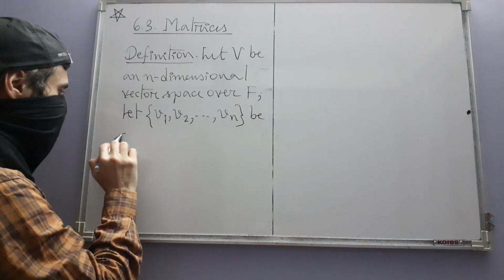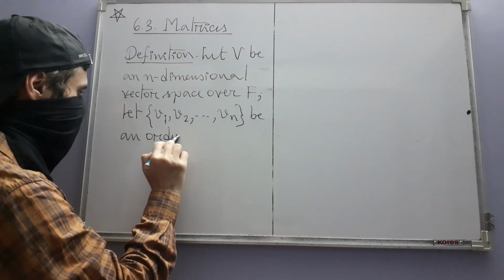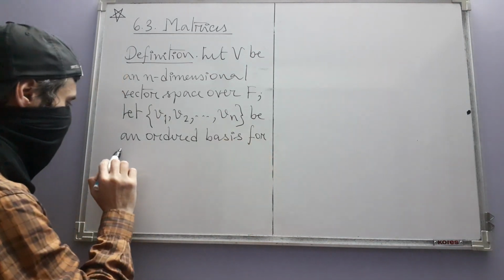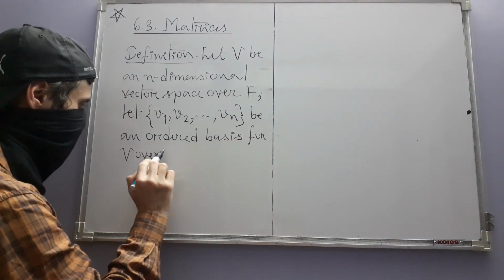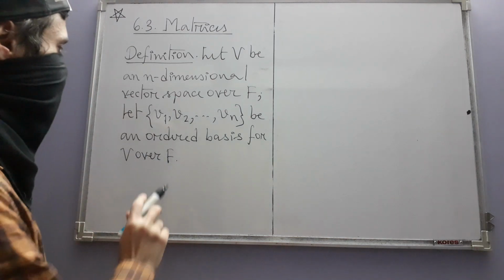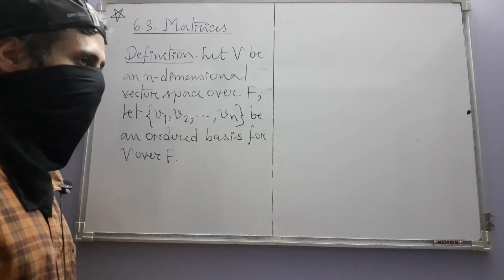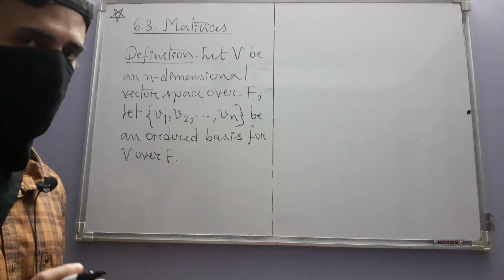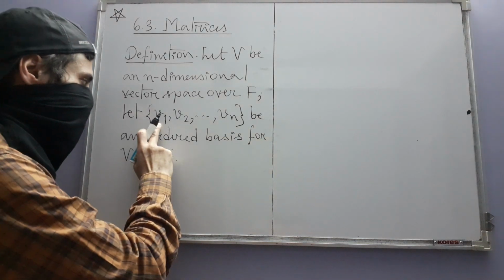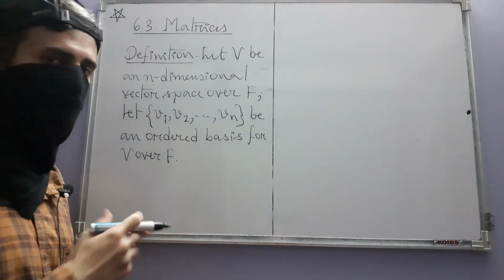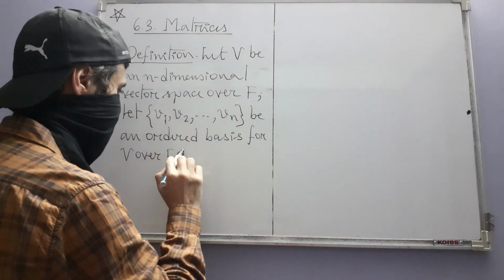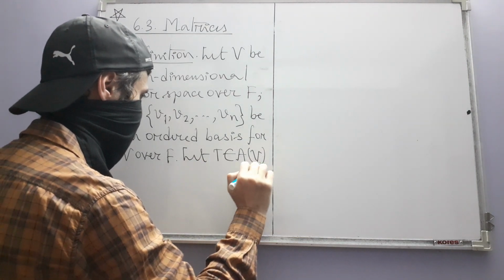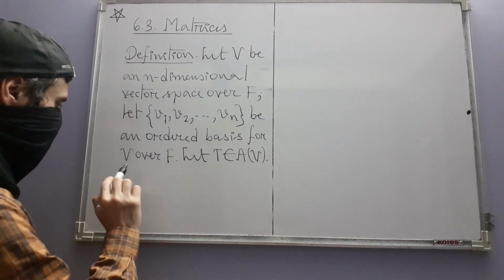Let this be an ordered basis for V over F, which means that this is not simply a set but an ordered set in which the order in which the elements, the vectors, have been written matters. So V1 is the first element, V2 is the second element, and so on. Let T be a linear operator on V.